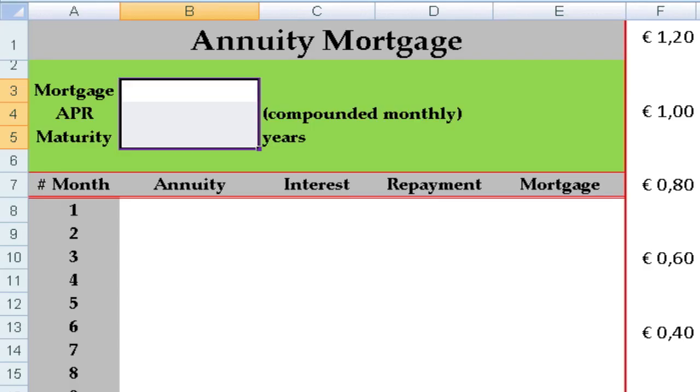Hey guys, welcome to our second tutorial. This time we're not going to discuss linear mortgages but annuity mortgages.